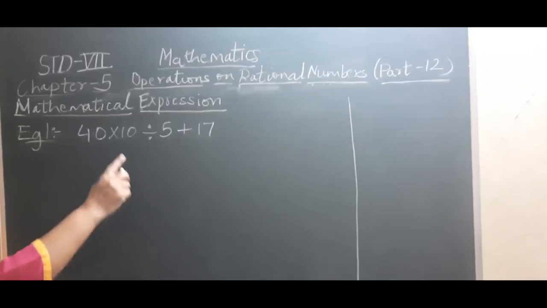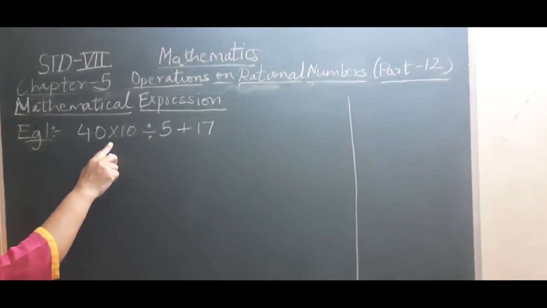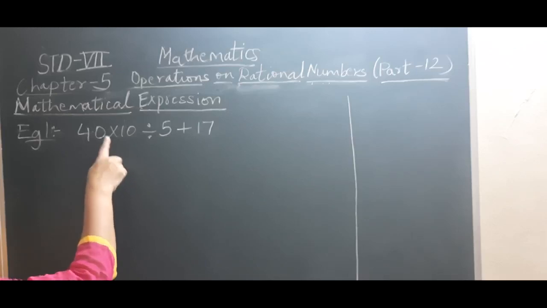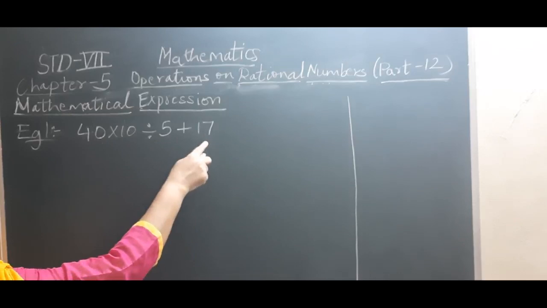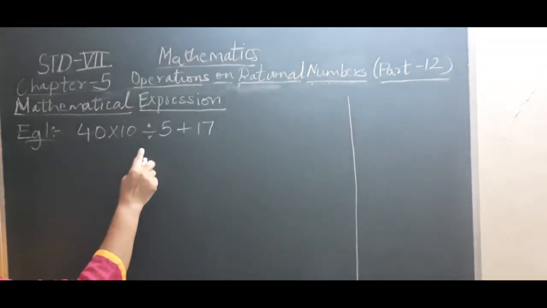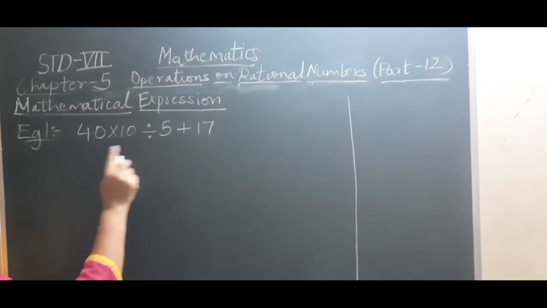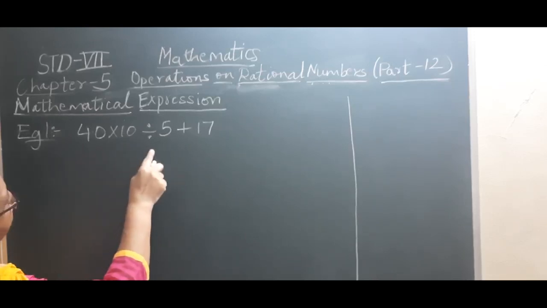Children, now we are going to solve these examples by following the rules which we have learned just now. Let's solve the first one: 40 into 10 divided by 5 plus 17. Here there are no brackets. Let's see if any bracket is there. No brackets. So the next step is either we have to do multiplication or division.